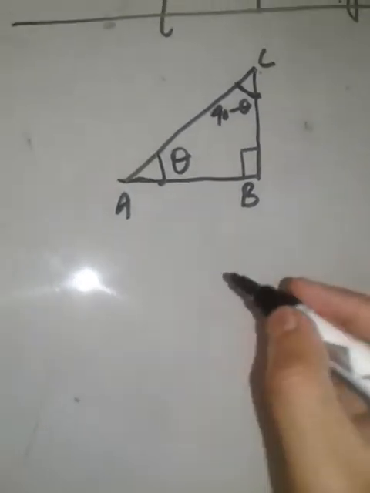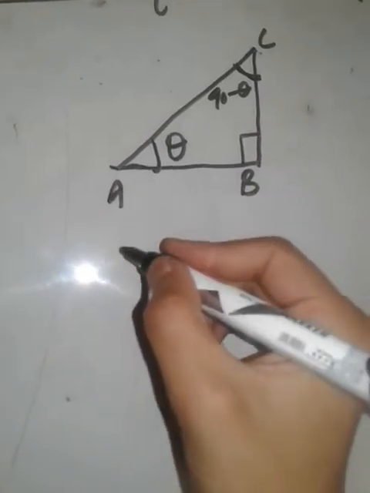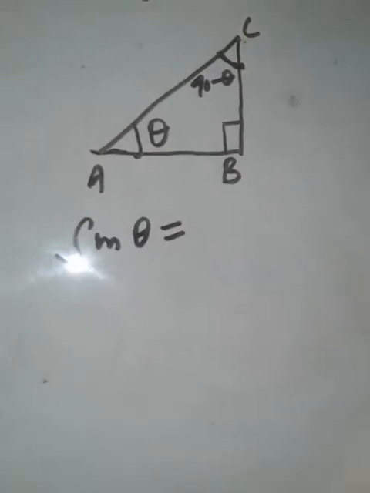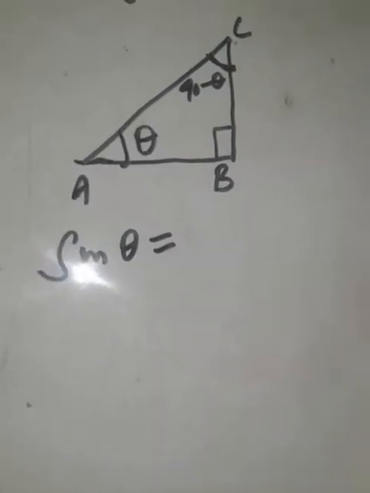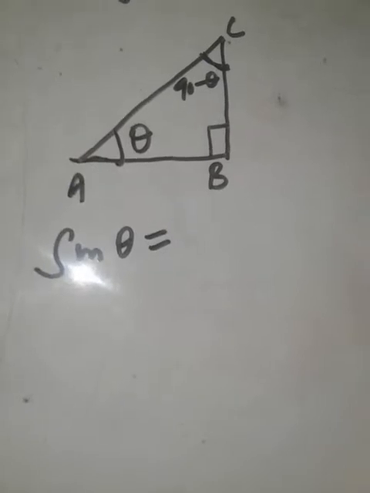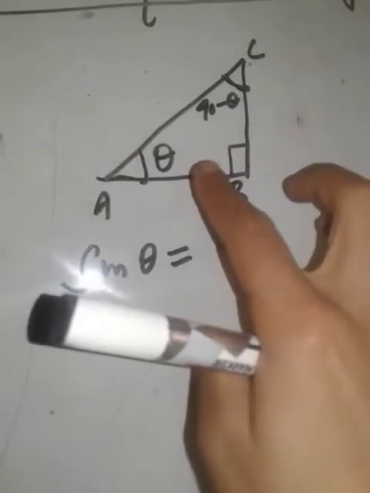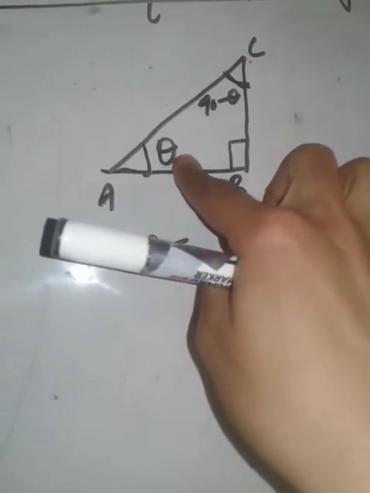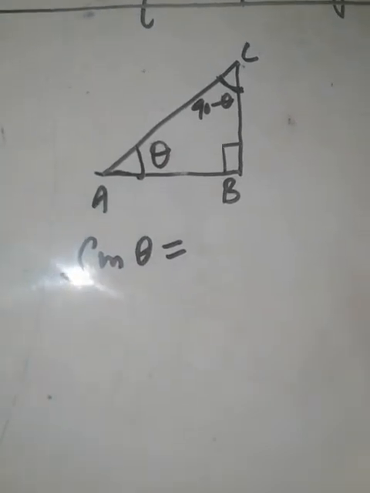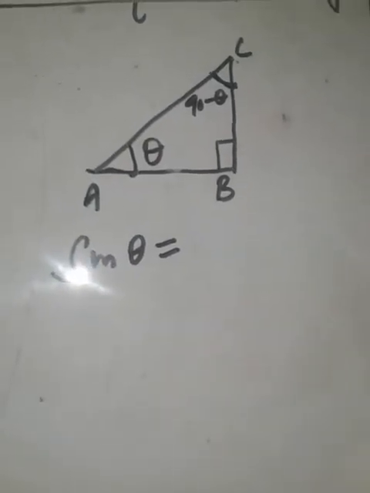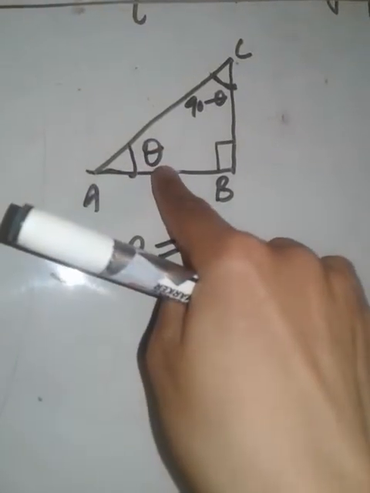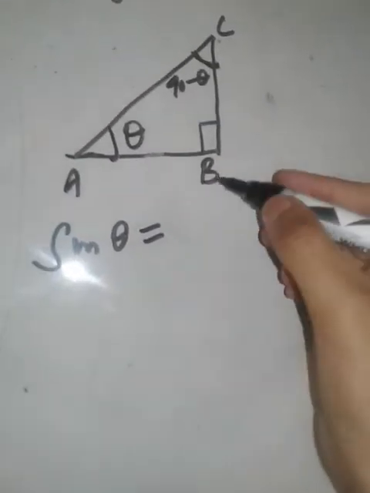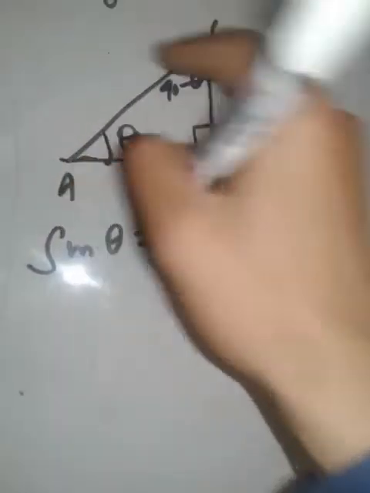Now have a look. If we find sine of theta, sine is a ratio, you know, of perpendicular over hypotenuse. So here theta is the angle. What is perpendicular? I already told you that perpendicular is the side opposite to the angle which we are talking about. We are talking about theta, so its opposite side is BC. So perpendicular is BC and hypotenuse is AC.